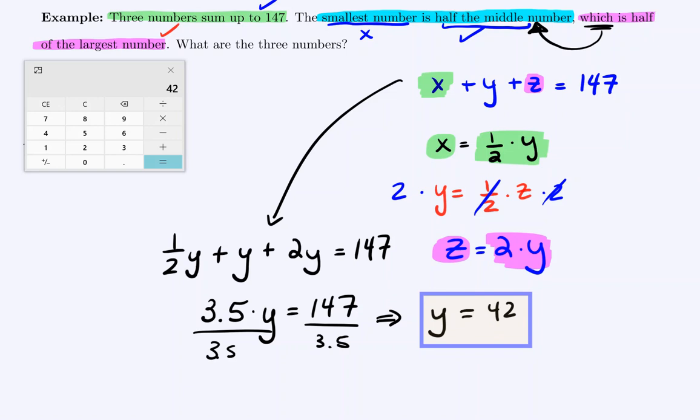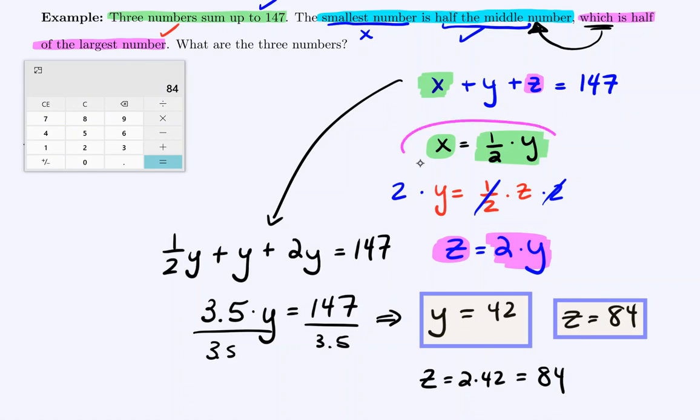And now what we can do is we can substitute to find x and z. Specifically, we know that z is 2 times y. So if y is 42, then z is equal to 2 times 42, which is 84. So that tells us z equals 84. Next, we can find x. We had the equation that x is 1/2 of y. So if y is 42, then x must be equal to 21.